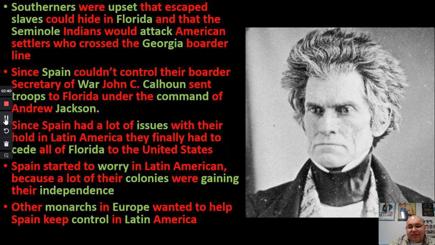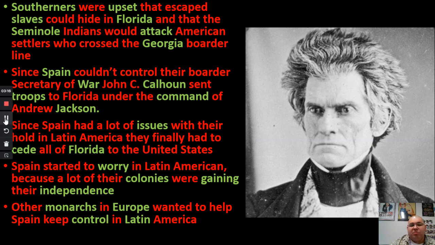So, Southerners were really getting upset because their escaped slaves weren't going north, they were going south. Because you have to remember, at this time, Florida is part of Spain. It's not part of the United States. And at the beginning part, some slaves would escape south, not north. And the thing is, when they went south towards Florida, they were kind of protected in a sense by the Seminole Indians.